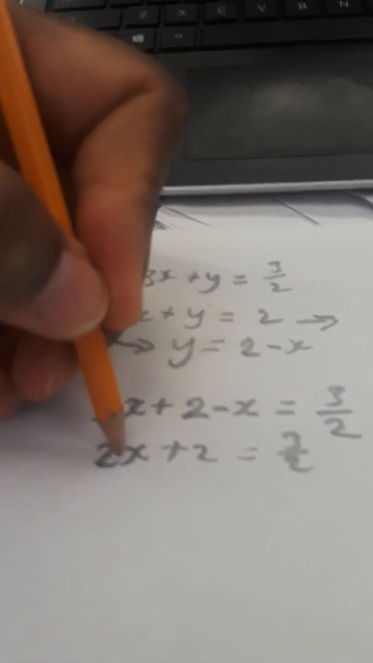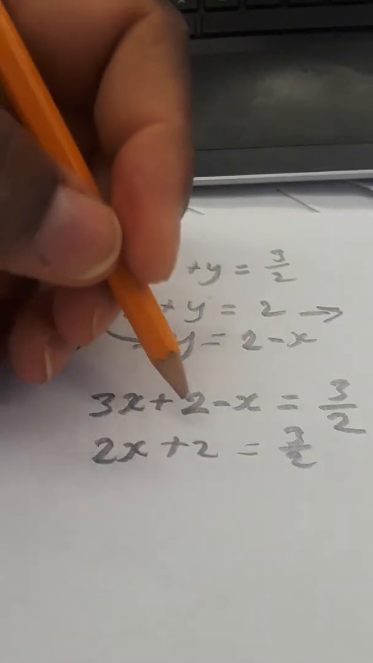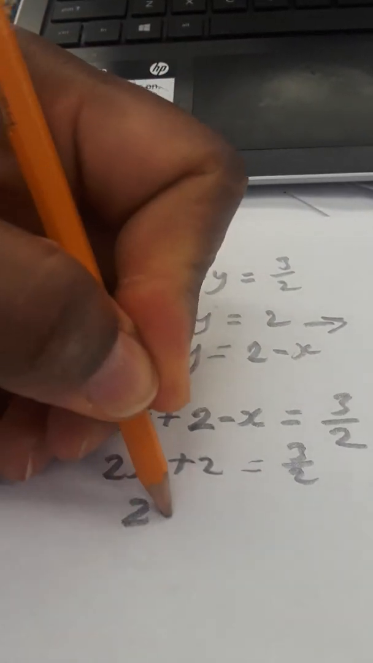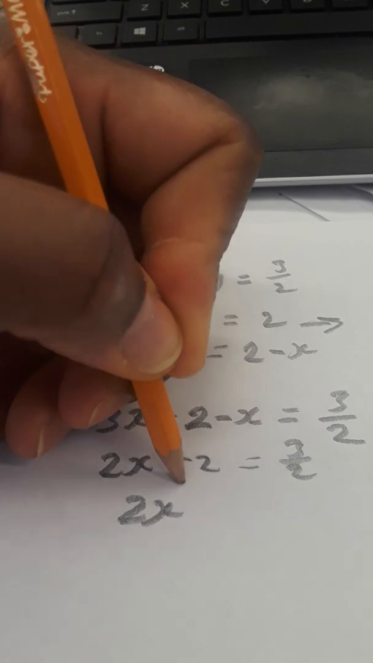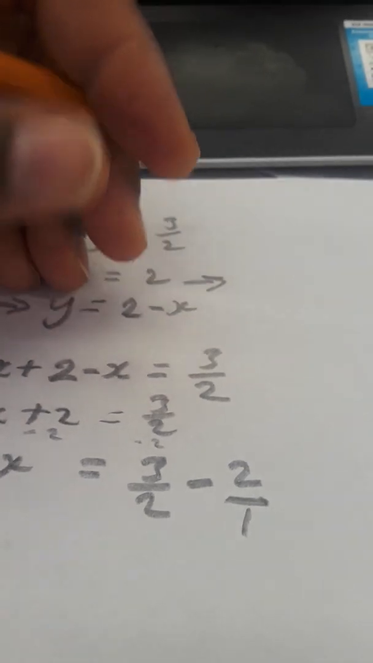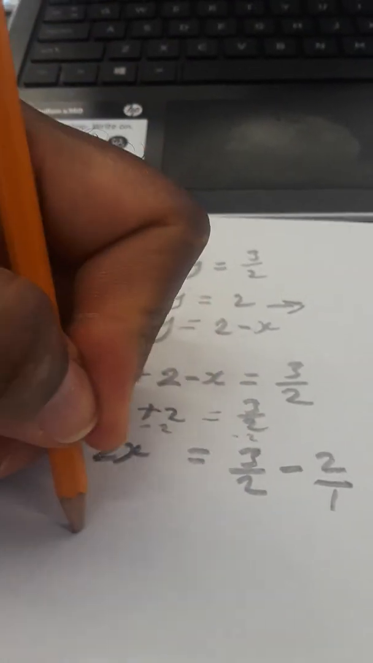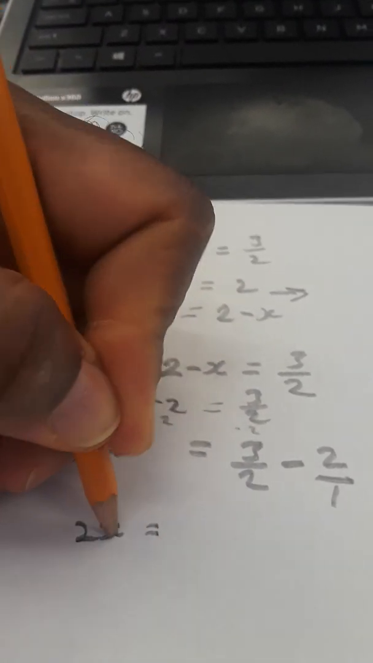Keep going. We're trying to find x, so we're going to take this 2 and put it on the other side. So it's going to be 2x plus 2 here. We're going to minus 2 on both sides. So we're going to have is equal to 3 over 2 minus 2. Minus 2 is the same as minus 2 over 1. All right, so now 2x is equal to, how do we solve this?